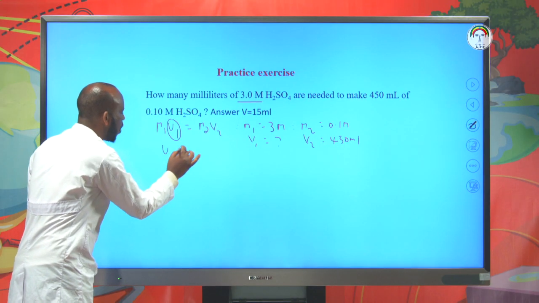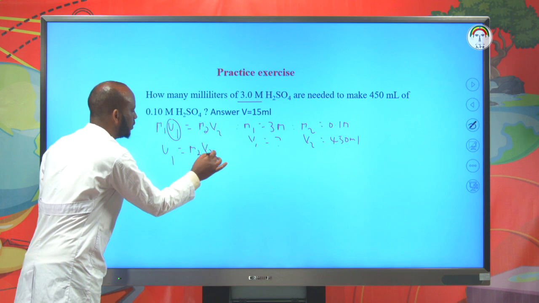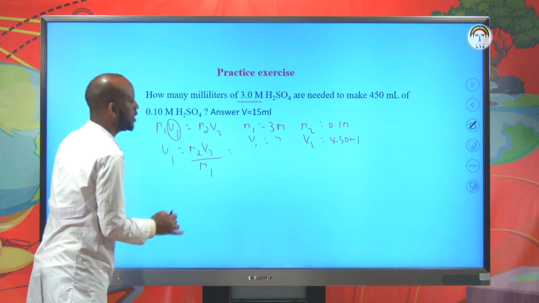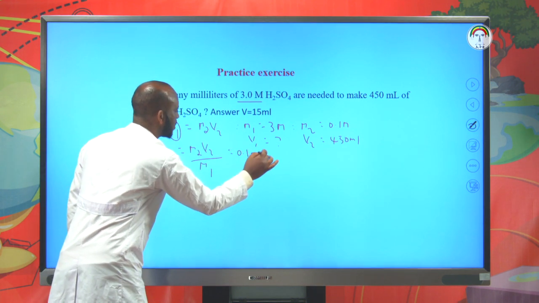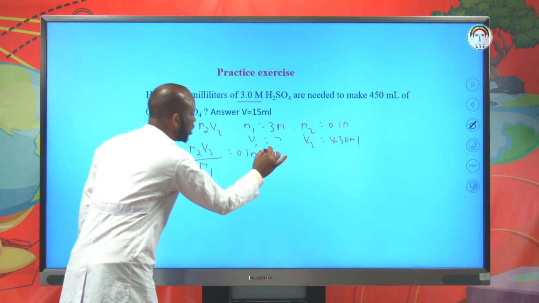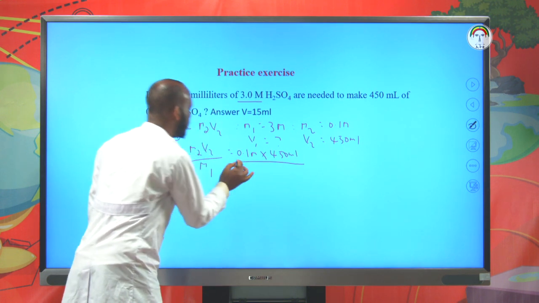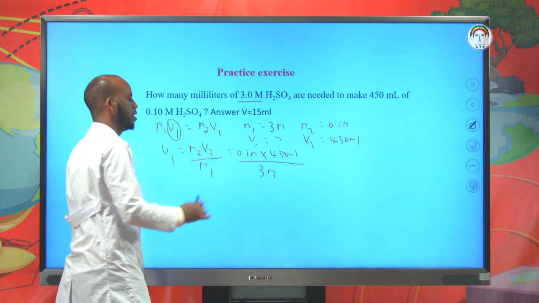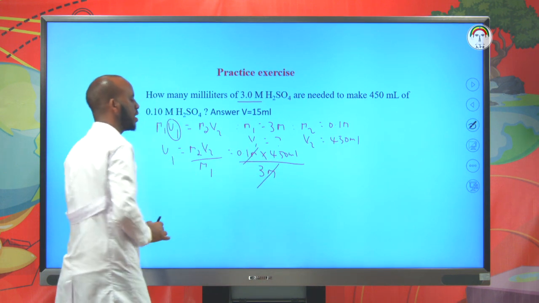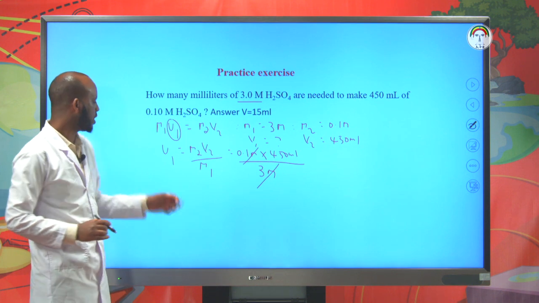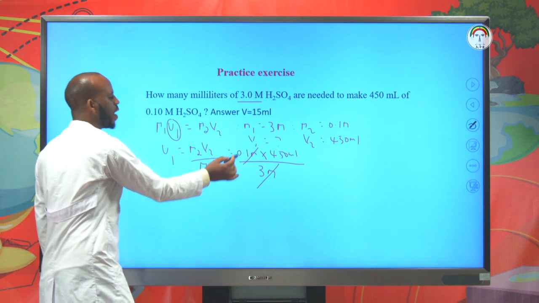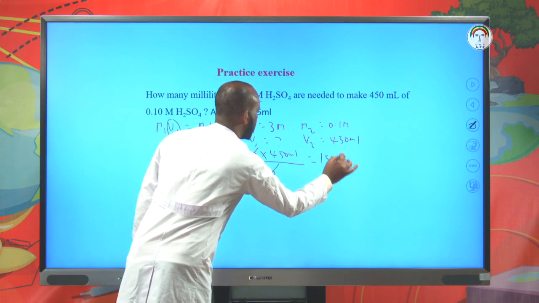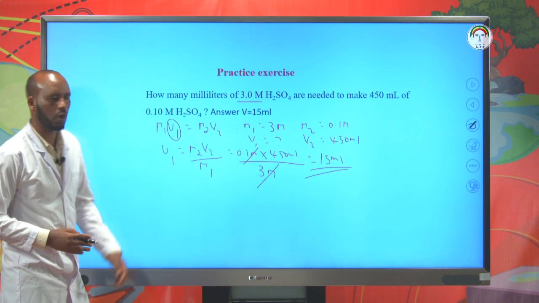Therefore, V1 equal molarity 2 times V2 divided by initial molarity. Molarity 2 is 0.1 molar times V2, 450 milliliter, divided by initial concentration, 3 molar. Molar will be cancelled by molar. We are left with milliliter, which is the unit of volume. Therefore, 0.1 times 450 divided by 3 is 15 milliliter. This is initial volume of the solution.